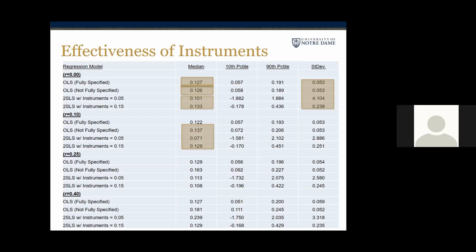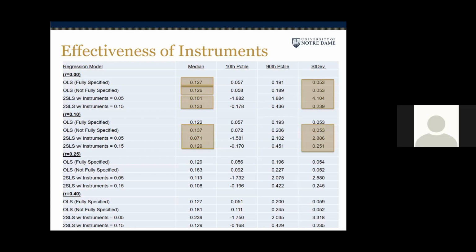Then we ramped that up a little bit. What if there was 0.1, which is still a lot higher than we see in strategy research? Same deal. There's not a significant difference between the OLS and the potentially biased model. Depending on the instrument strength, sometimes the coefficient 2SLS produces is pretty bad, and sometimes it's a little bit close.